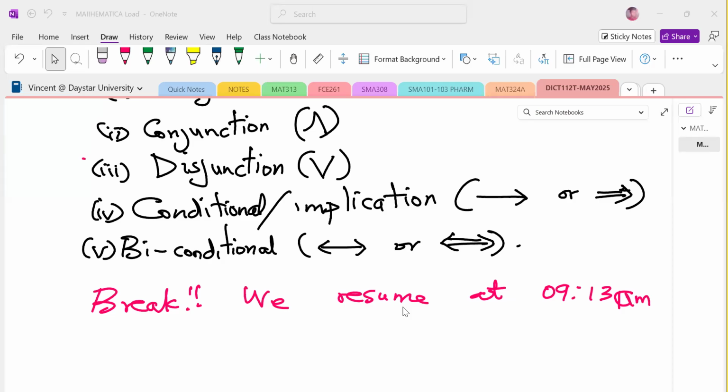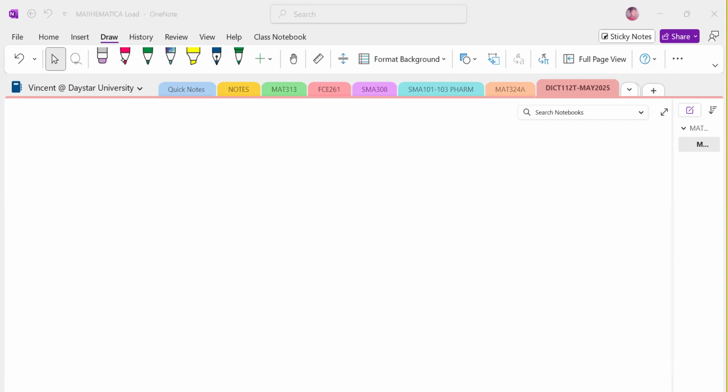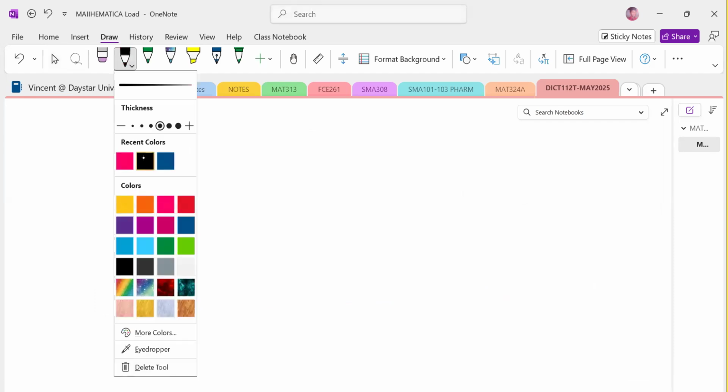So we start with the first logical connective, the negation. My advice is that please take the definition of each logical connective seriously, and the way we note it, the way we write it.